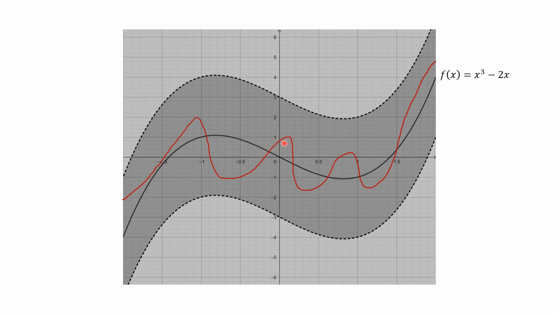This red function never gets outside of this boundary here of the ball. So any continuous function that fits in this gray area is within the open ball about our center f of x.